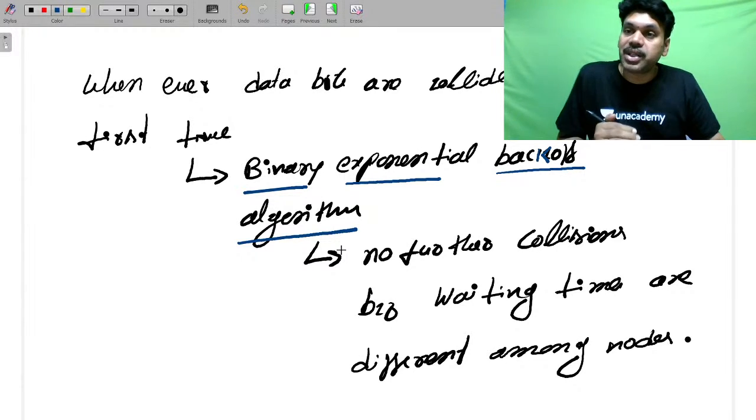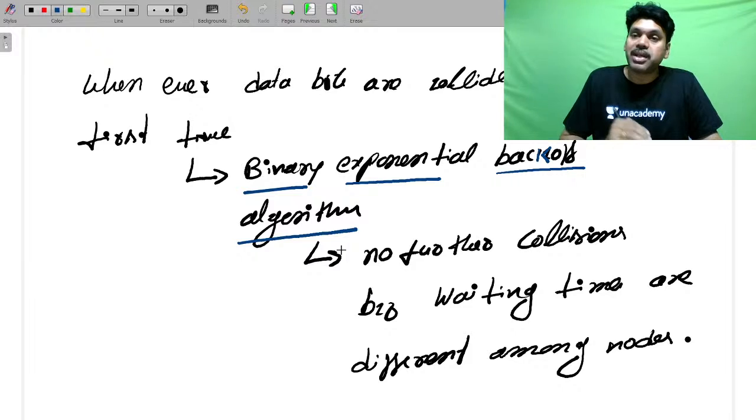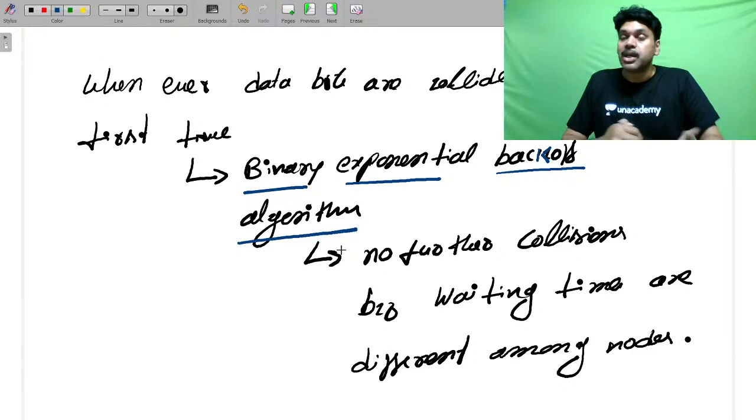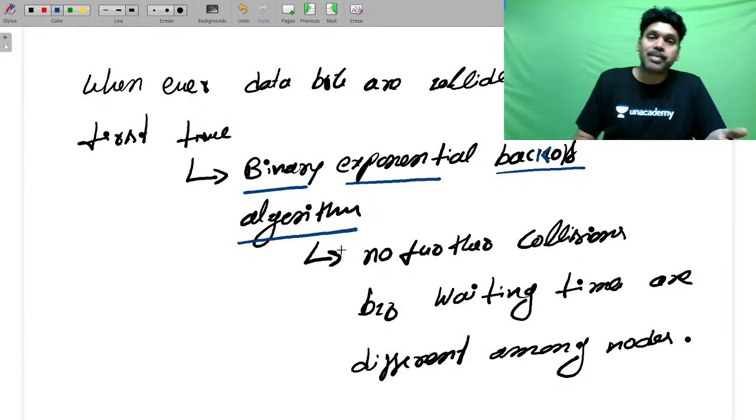This is the concept of how further collisions can be reduced. This is all because of what? The binary exponential Backoff algorithm. The power of CSMA/CD is what? Detection of collision by sending a jam signal.